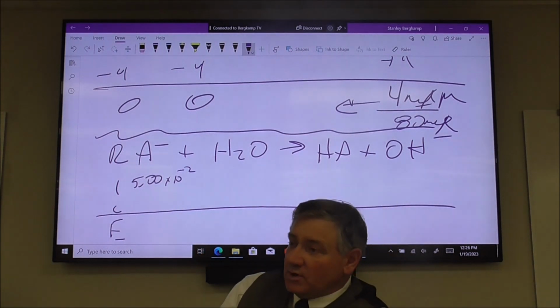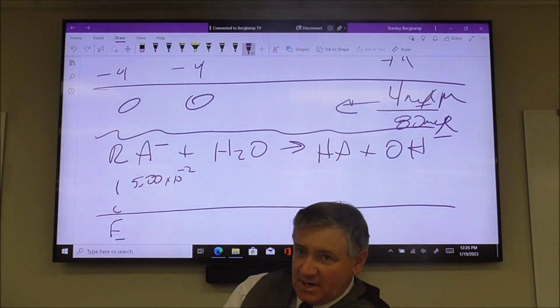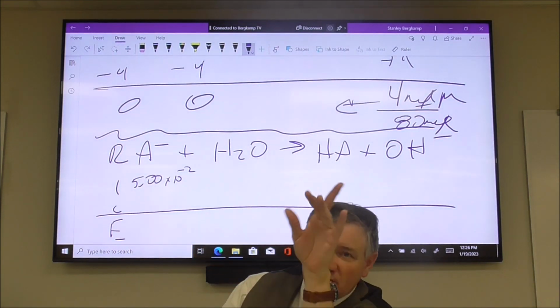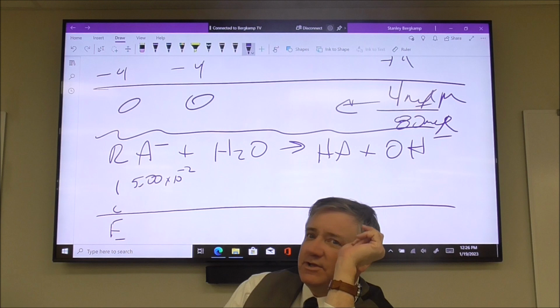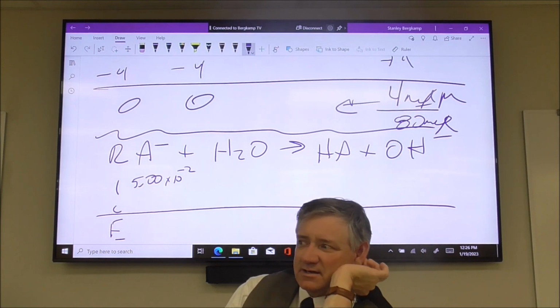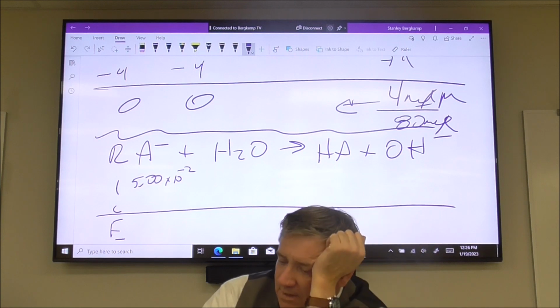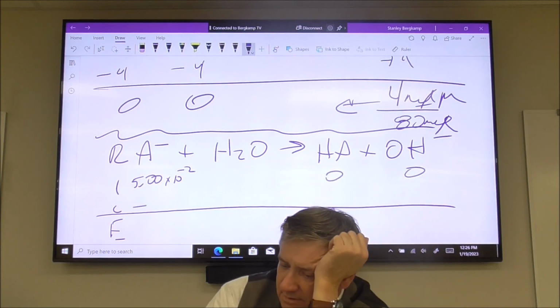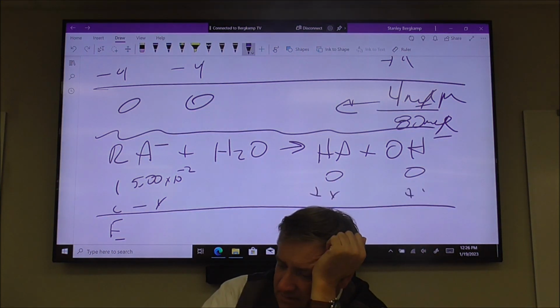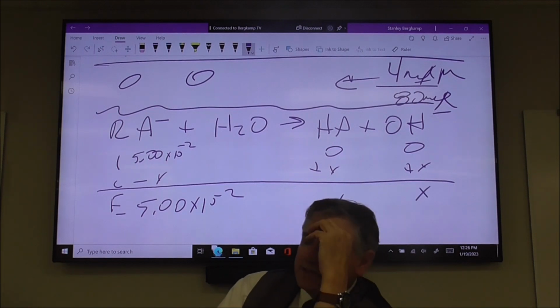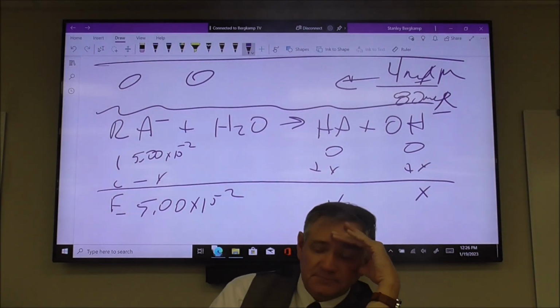So tomorrow, if you don't do something like this, when you form hydroxides, you have done something horribly wrong, okay? I'm just telling you. If you hand in that test tomorrow, and you go, wow, I never found a hydroxide ion concentration, you have done something horribly, horribly wrong, okay? So you're going to go 0, 0, minus x, plus x, plus x. This becomes 5.00 times 10 to the minus second, x, x.